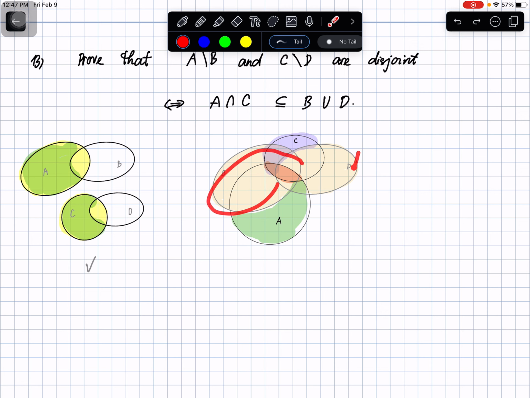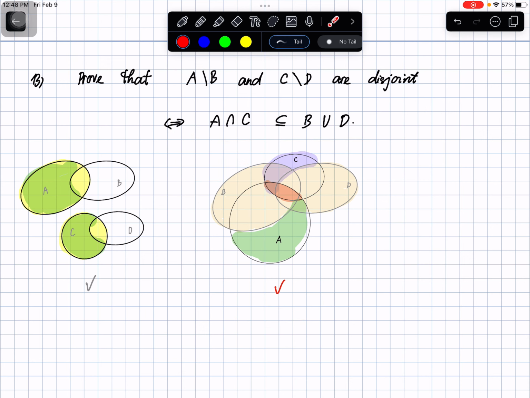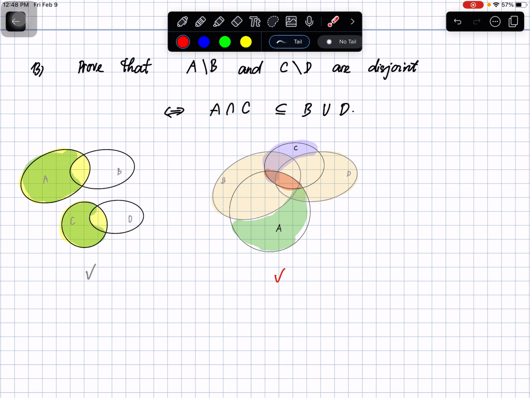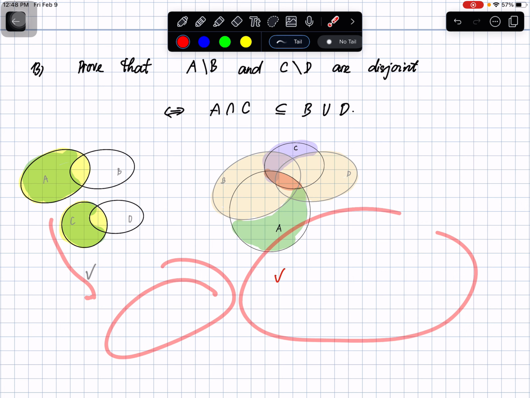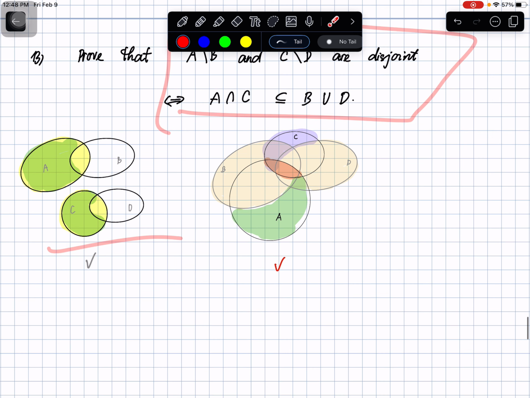So B is here, D is this one, so B union D is this color. So the red one is a subset of the whole B union D. So this is correct. In another diagram, we still have the correct statement. So now let's prove it. We don't want to draw all possible diagrams, right? A, B, C, D can be disjoint, can intersect, whatever. But in any case, this statement is true. So let's prove this one.